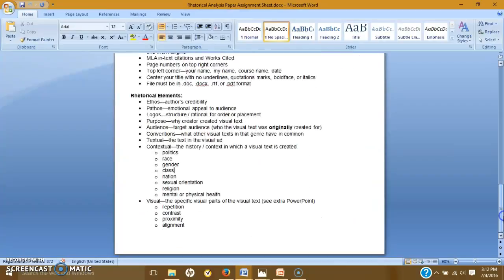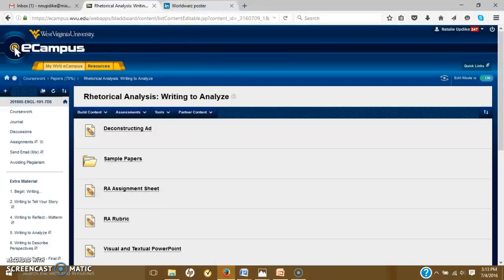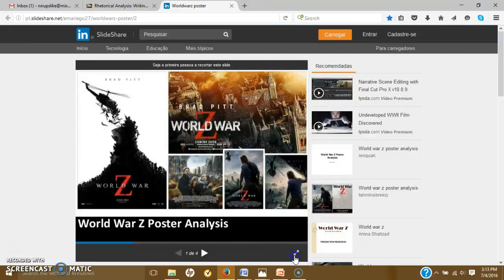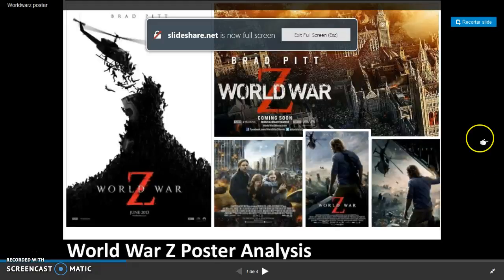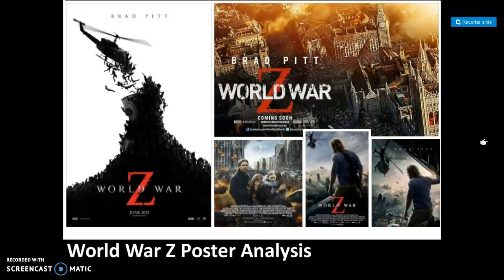So for the steps for this, you choose that, and then you start analyzing it. You start picking it apart. I have actually chosen a World War Z one just because it's one of my favorite movies. And here's a little bit of a PowerPoint showing you how to analyze step by step with the 9 rhetorical elements.